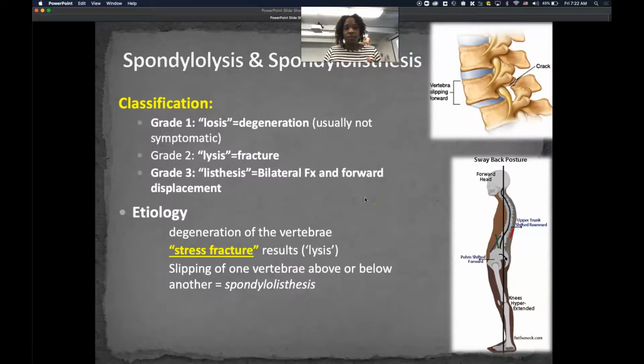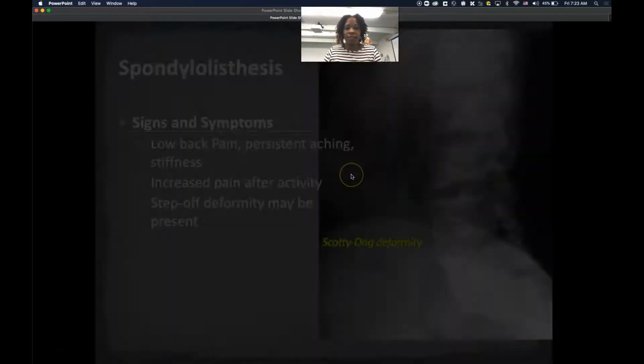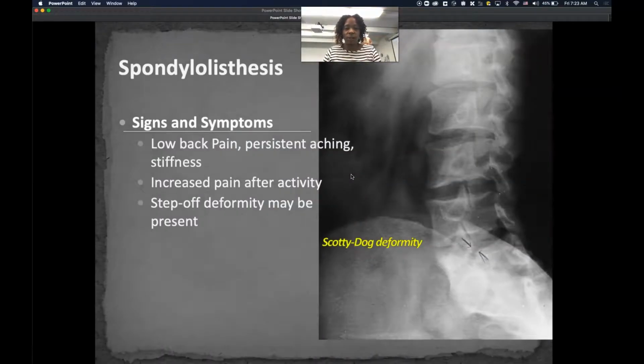So what's the etiology? Most often, it's degeneration of the vertebrae. So in other words, we start with a spondylolysis, a grade 1, right? But essentially that progresses into a lysis, which is a fracture, and then it could essentially lead to a slipping forward of the vertebral body. And I'm going to show you the next slide so you can get an image of what a spondylolisthesis looks like, okay?